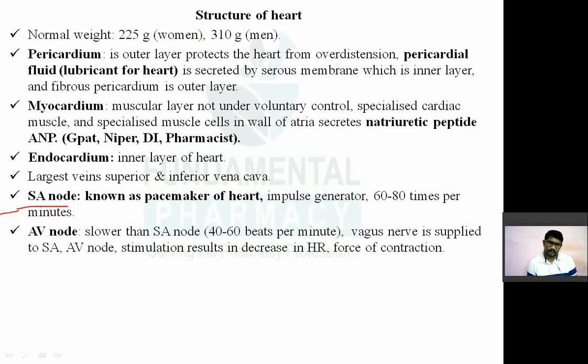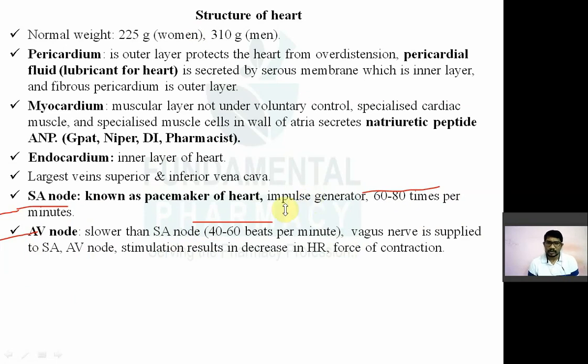Atrioventricular node. So it is again having capacity to generate an impulse. SA node generates impulses at a slower rate. The SA node will generate around 60 to 80 beats per minute. And AV node will generate at 40 to 60 impulses per minute.